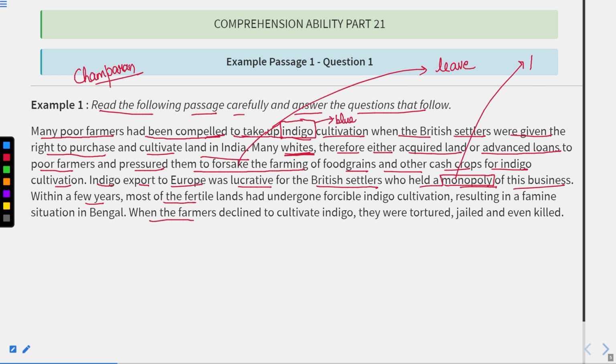When the farmers declined to cultivate indigo, they were tortured, jailed, and even killed. So they were very upset and worried, because whenever they declined to cultivate indigo, they were tortured by the British settlers, jailed, which means they were sent to prison for no reason, and even killed. Okay, you can say murdered.